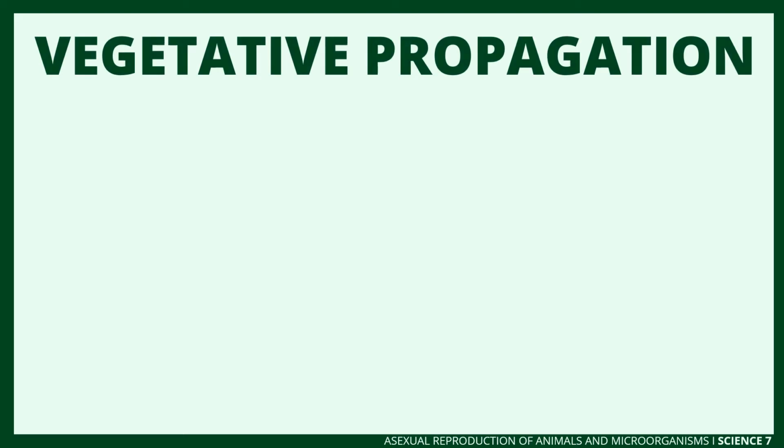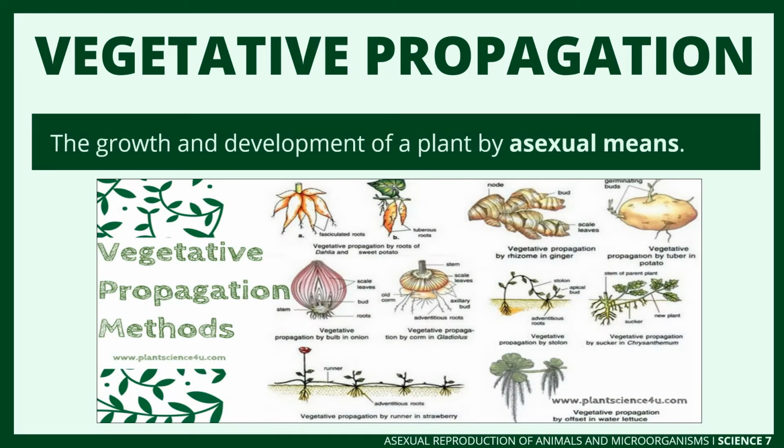Vegetative propagation is the asexual reproduction of plants. This development occurs through the fragmentation and regeneration of specialized vegetative plant parts. Many plants that reproduce asexually are also capable of sexual propagation.